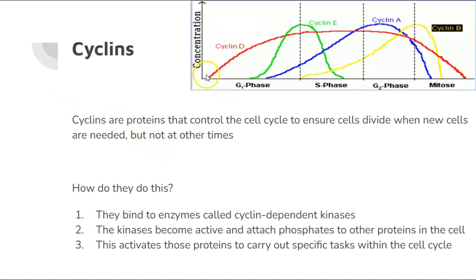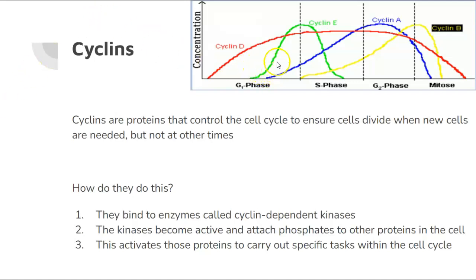So cyclins are there to determine when to start each phase and when to move into another phase, and you see these peaks of different cyclins, so you know which one is actually doing its job at the time. And how do they do their jobs? Well, they bind to enzymes called cyclin-dependent kinases. Those kinases become active and attach phosphates to other proteins in the cell. And once those proteins are activated, they start to carry out specific tasks within the cell.